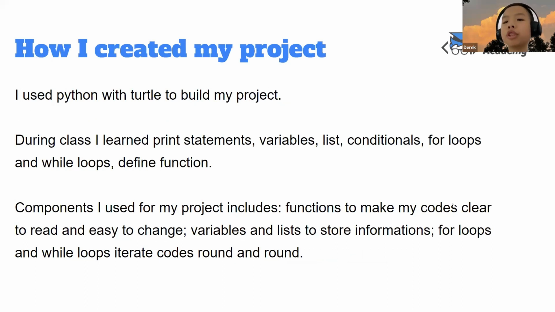How I created my project. I used Python with Turtle to build my project. During class, I learned print statements, variables, lists, conditionals, for loops and while loops, and define function. Components I used for the project include functions to make my code clear to read and easy to change, variables and lists to store information, and for loops and while loops to iterate code round and round.